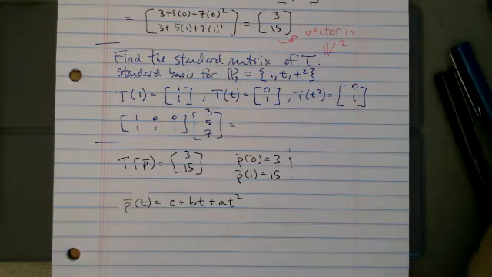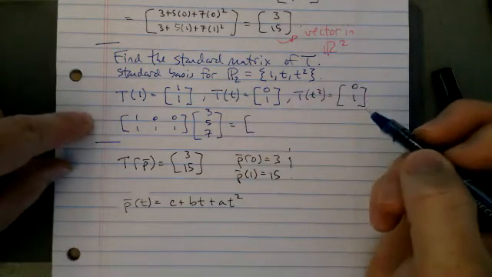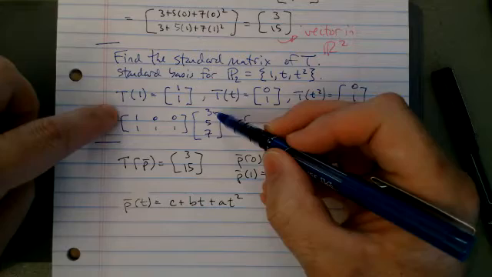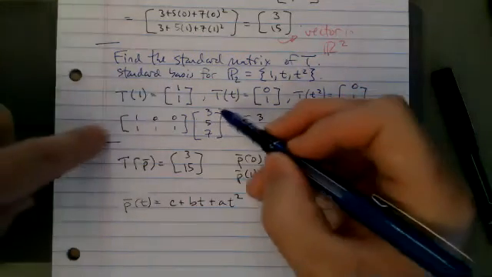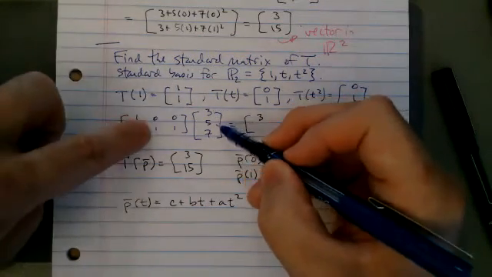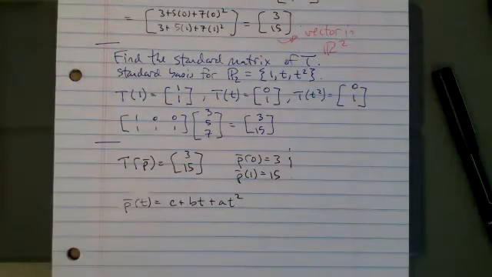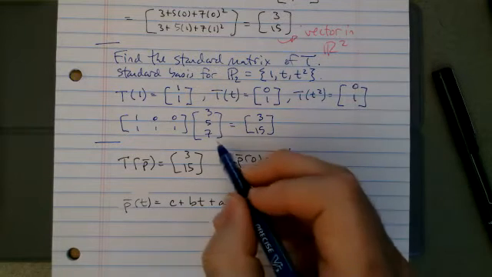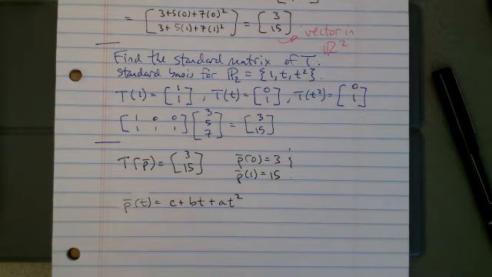Okay, so if we go back to the standard matrix thing, if I multiply this, I got 3 plus 0 plus 0. And then I've got 3 plus 5 plus 7. So I get 3, 15. In this case, I looked at the coordinates of the vector p, and the output was 3, 15.